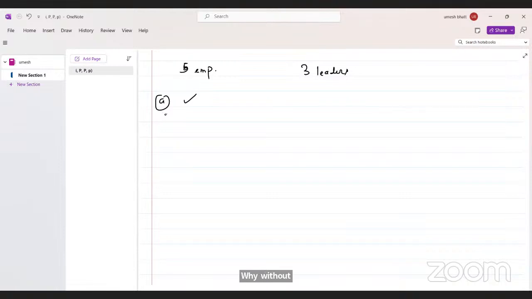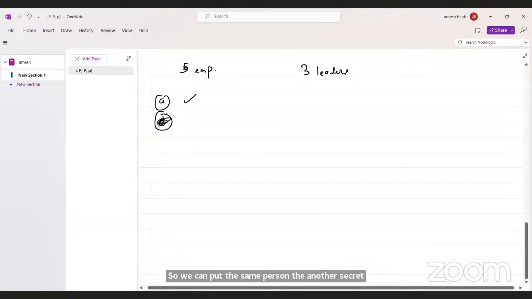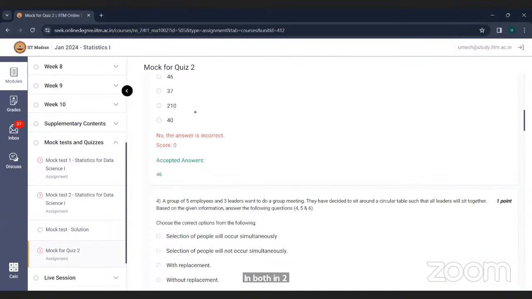Someone has already given an argument that we cannot put the same person in another seat, right? So in the two options, which is for without replacement? C. Okay, so this is C with replacement. Oh, C is for replacement. No, without replacement.